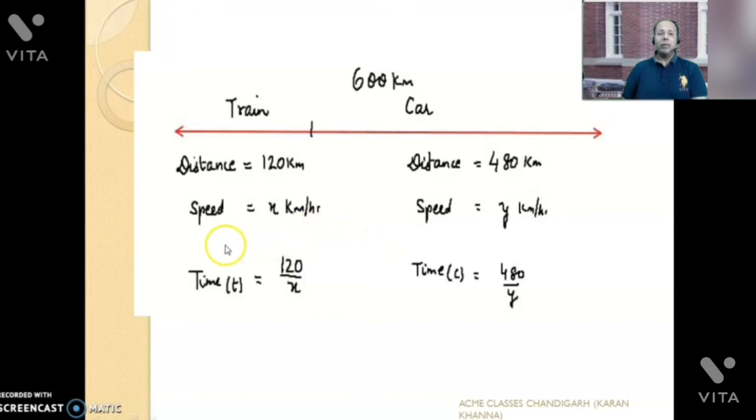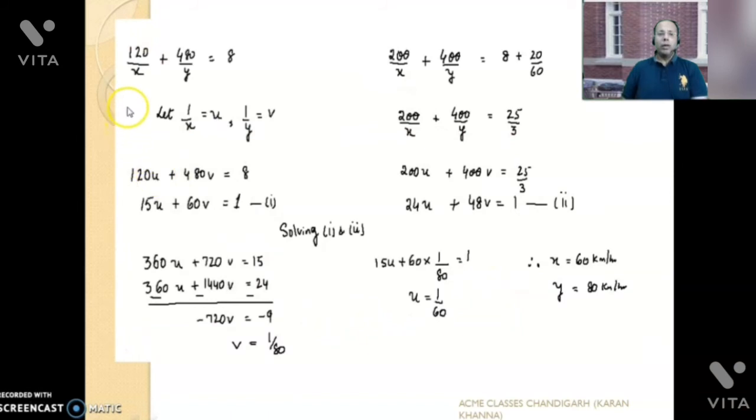Now what is the formula for time? Time is equal to distance upon speed. So the distance is already given, and the speed you have assumed as x kilometers per hour. So what will be the expression for time taken by train? 120 upon x hours. Similarly, time taken by car will be 480 kilometers upon y kilometers per hour, which will convert to 480 upon y hours. Now, according to the question, time taken by train plus time taken by car is equal to 8 hours in the first instance.